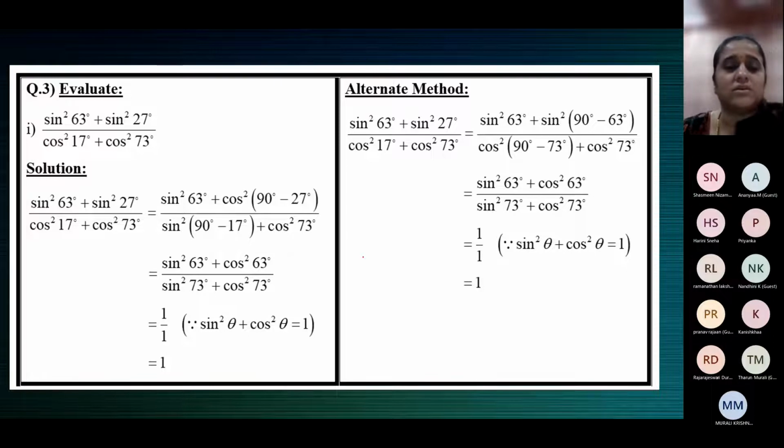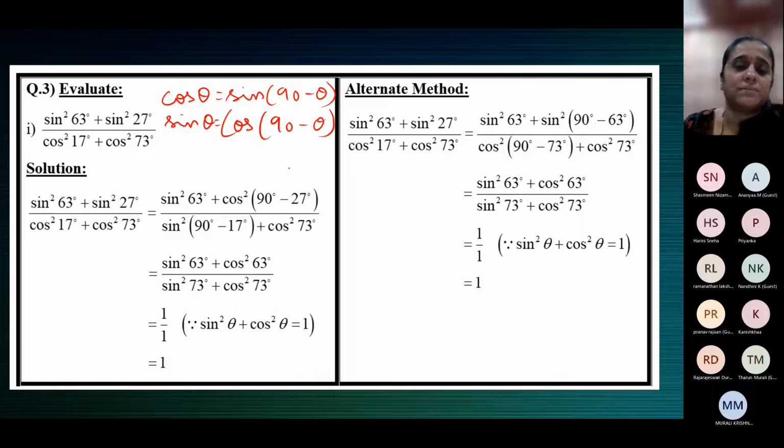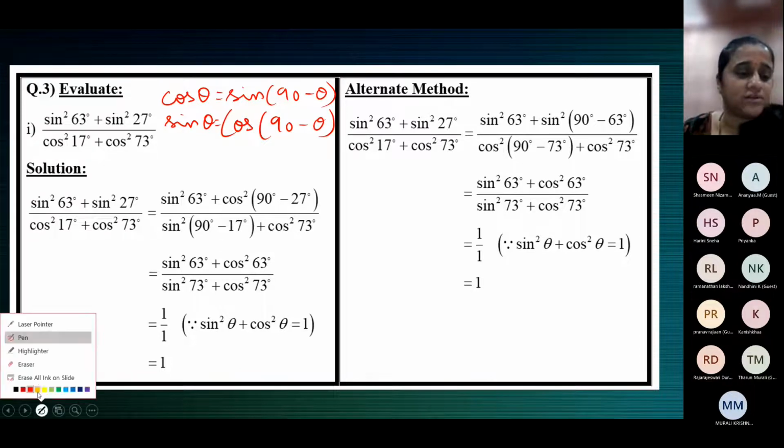So, children, you know the trigonometric ratios of complementary angles, some of which go like this. Cos theta is equal to sine 90 minus theta, and sine theta is equal to cos 90 minus theta. So we know this, the trigonometric ratios of complementary angles.